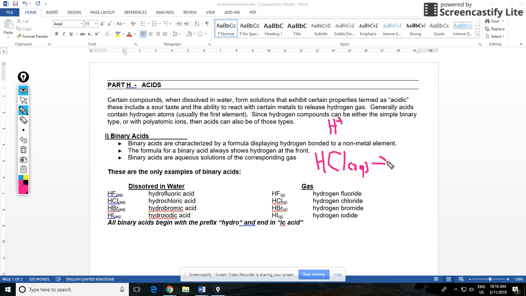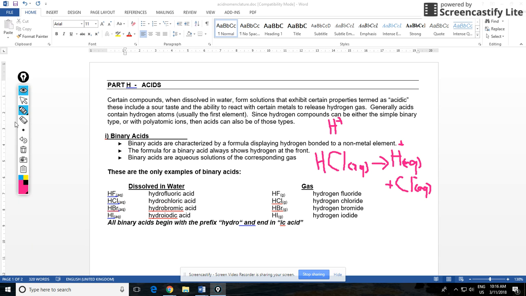ionize. So basically it means come apart. Not really, I'm just simplifying right now. But the H and the Cl would separate to form some H+ and some Cl-. Again, this is a simplified idea of the concept, but the general idea is that acids increase the concentration of H+ when they're dissolved in solution.